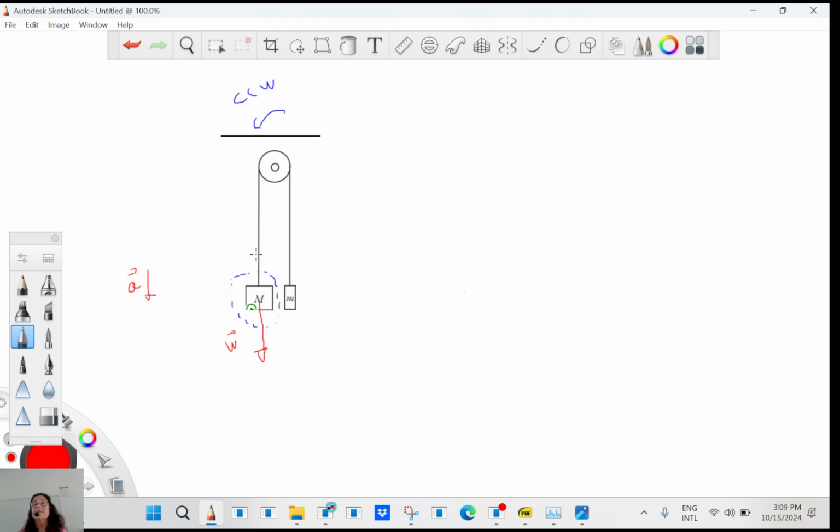So when I'm going to trace the tension, should it be the same size as W? Should it be smaller or should it be larger? Smaller. Excellent, right? It has to be smaller. This tension has to be smaller than the weight. So that way, when you add them up, you see the net force will be in this direction.